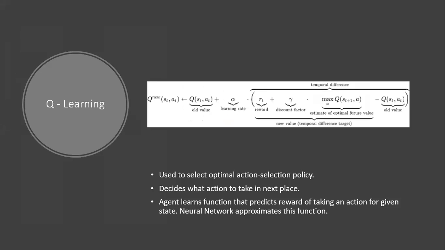So what is Q-learning? Q-learning is used to select optimal action selection policy. So it decides what action to take next. Here, the agent learns a function that predicts the reward of taking an action for a given state, and the neural network approximates this function. As you can see here, this is the function for Q-learning.